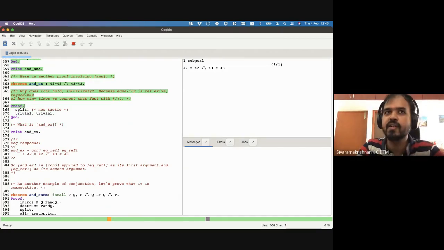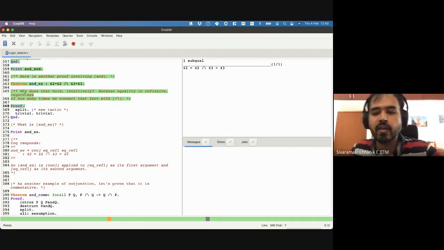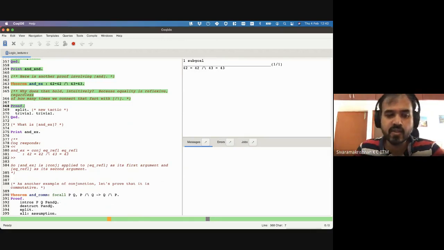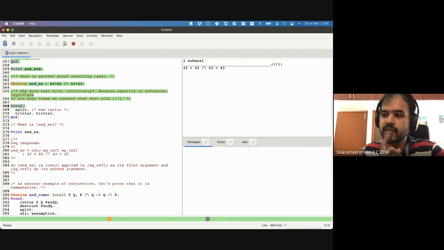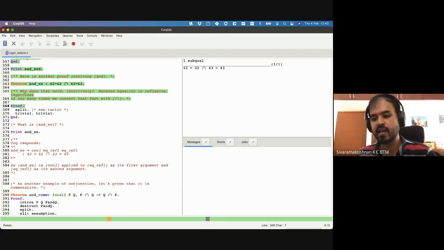It works on conjunction, right? If I'm not mistaken, split only works on conjunctions, but I don't know the precise answer to this, so I will confirm it later. Sometimes what happens is tactics are very imperative programs. Their specifications are not easy to describe in a few words, right? They might do something interesting as well.